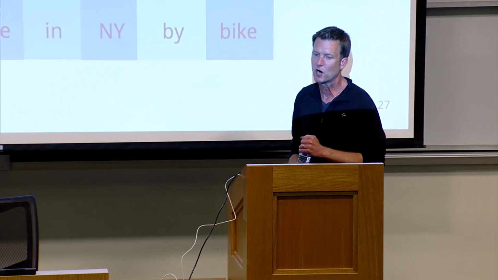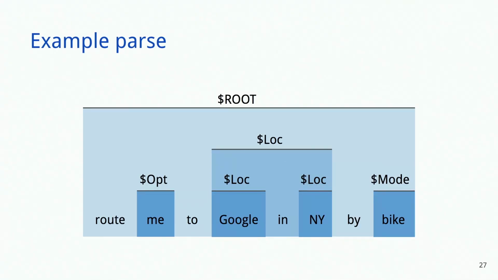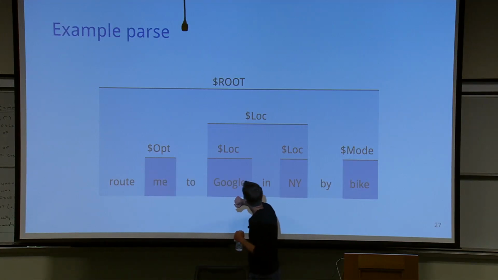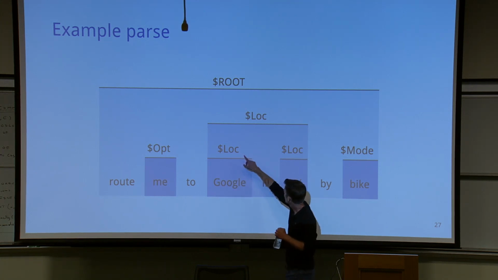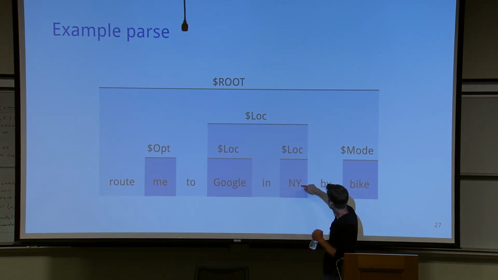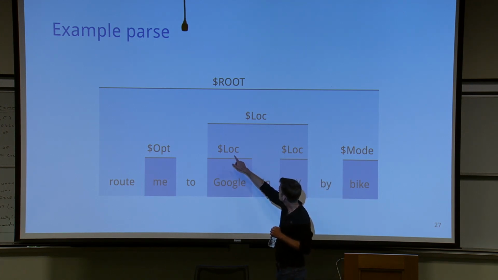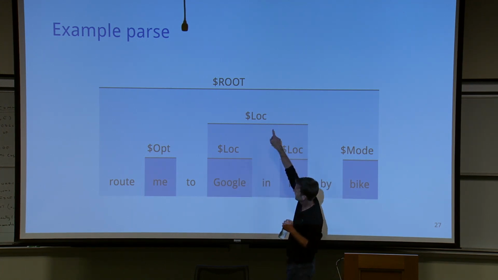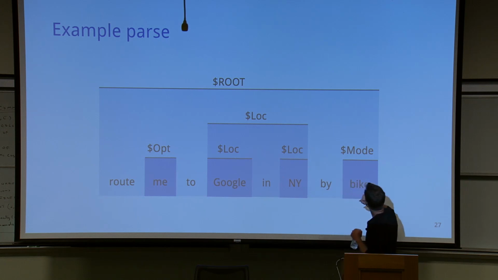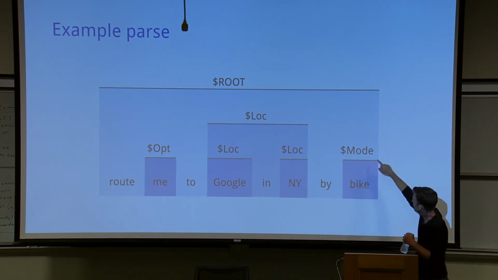So here's an example of a parse for the input, route me to Google in New York by car. We recognize me as an optional word. We recognize Google as a $loc, a location. We recognize New York as a $loc. We then recognize loc in loc as a compound loc. We recognize bike as a $mode.